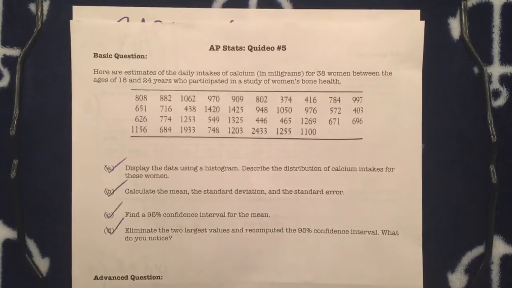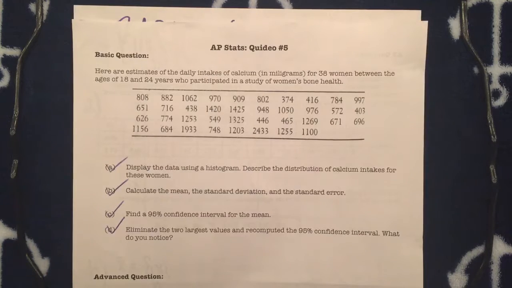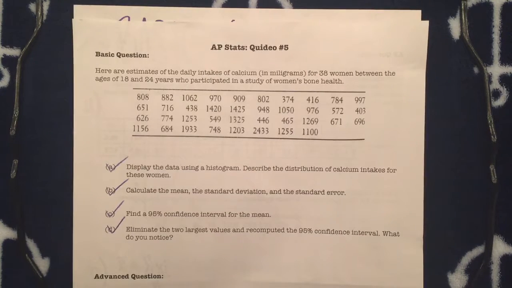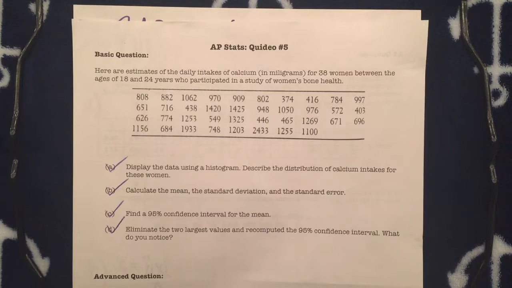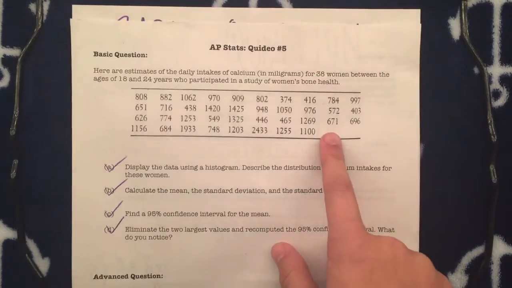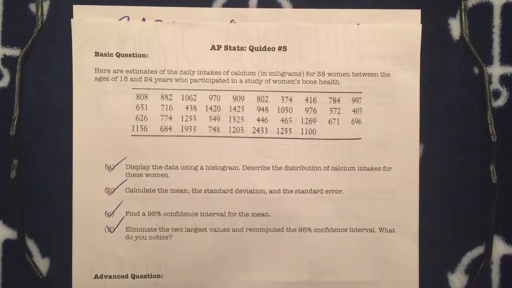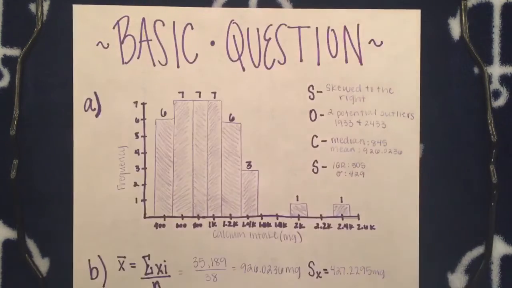It says, here are estimates of the daily intake of calcium in milligrams for 38 women between the ages of 18 and 24 years who participated in a study of women's bone health. So this is the data we are given. And it says, display the data using a histogram. Describe the distribution of calcium intakes for these women.